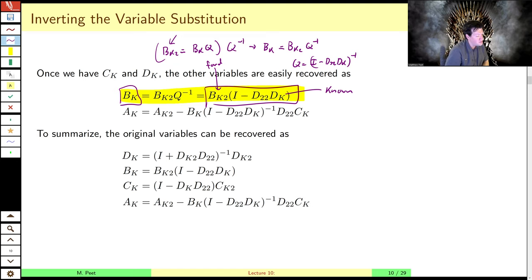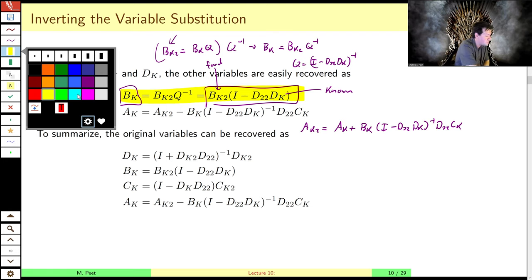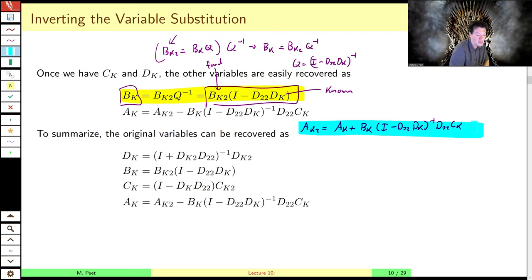So the last expression, remember, was AK2 equals AK plus BK times I minus D22 DK inverse D22 CK. That was in the final expression. I forget what color it was. Blue, I think I made it blue. So we had that last one. But fortunately, even though it's horribly nonlinear, it involves all four variables, we've already solved for the other three. So we already solved for CK, we've solved for DK, and we've solved for BK. So all of these are already known.